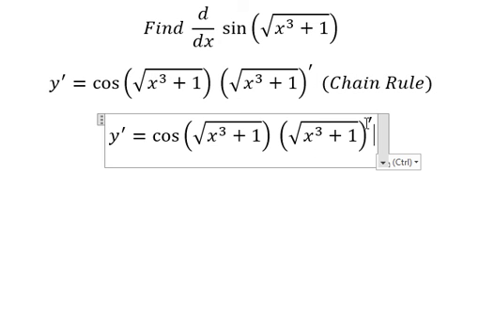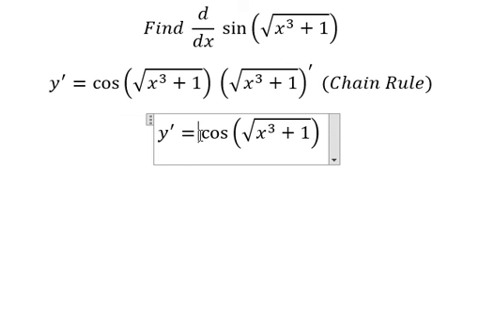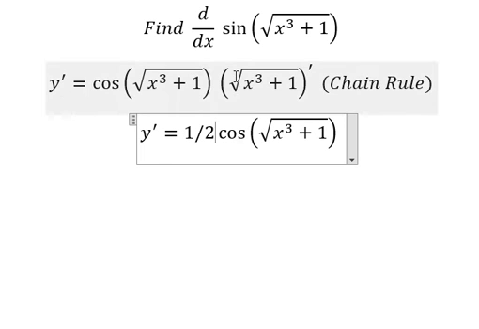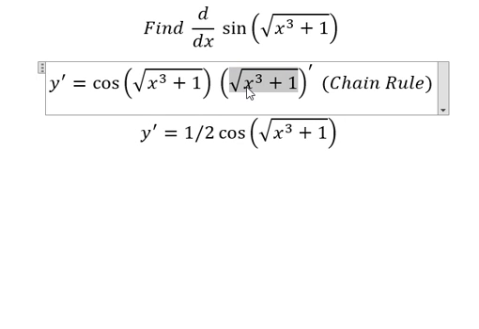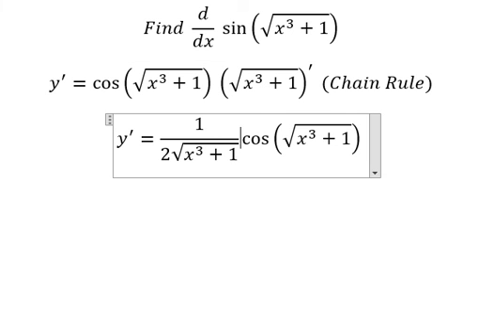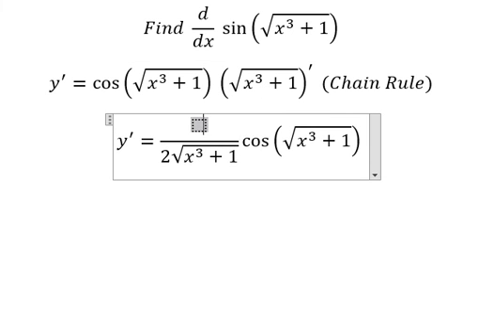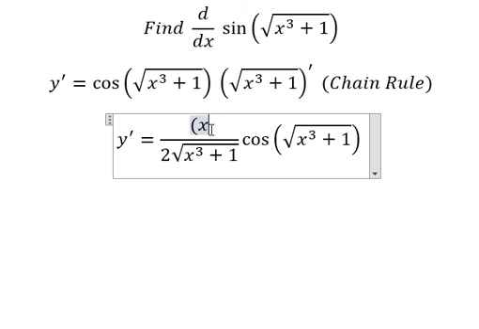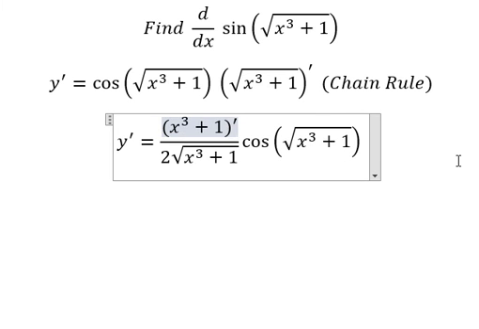So if we do first derivative of this one, we will have 1 over 2 with the square root of s to the power of 3 plus 1. And then we continue do first derivative of s plus s to the power of 3 plus 1.